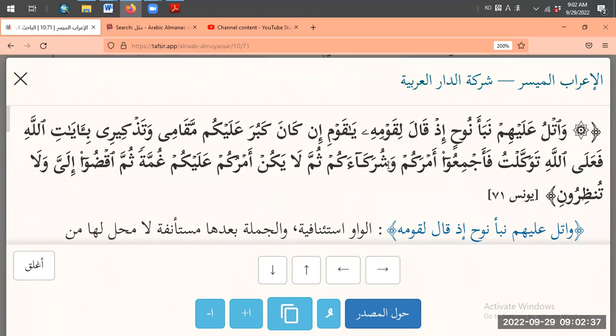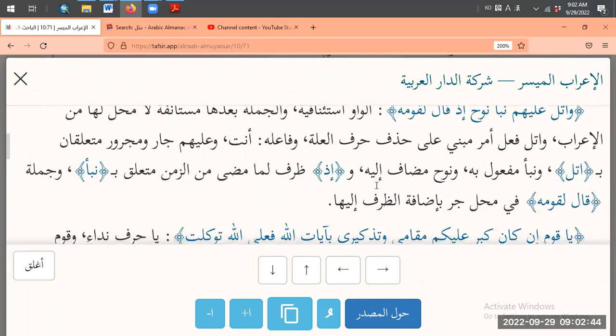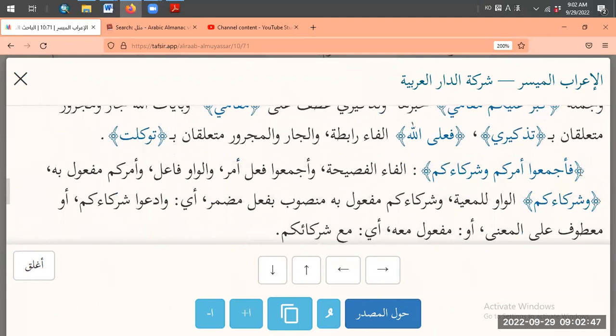So we have waw here, and waw here is translated as with. And let's see the i'rab. Fa ajma'u amrakum wa syuraka'ukum. Ajma'u is fi'l, and the waw is fa'il. Amrakum is maf'ul bihi. Wa syuraka'ukum, the waw is lil ma'iyah. Here, waw is translated as with, and it is called waw al-ma'iyah.